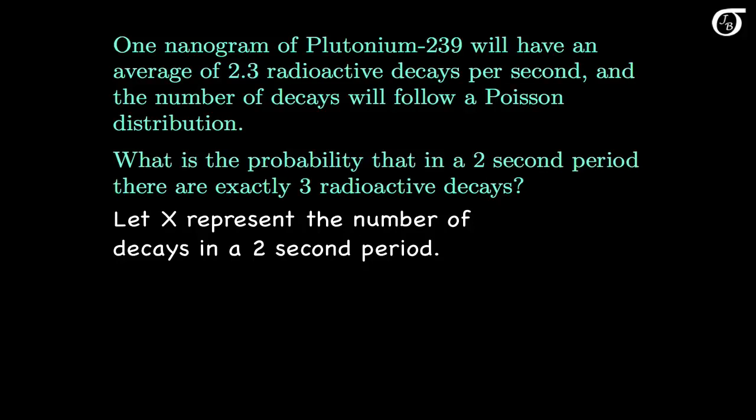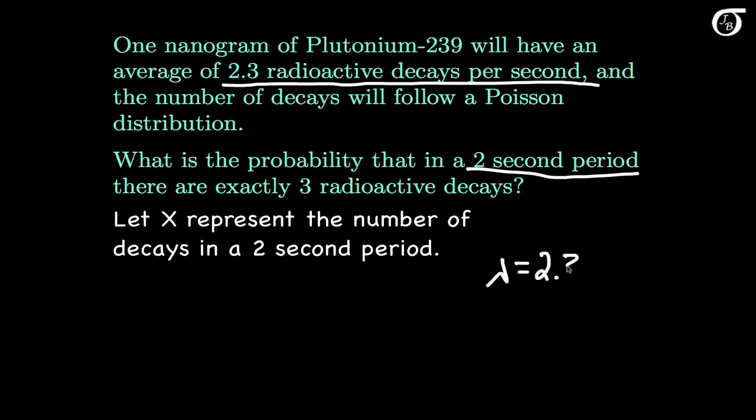We'll let the random variable x represent the number of decays in a 2-second period. Lambda is the mean number of decays in that period. So here we have an average of 2.3 radioactive decays per second, but we're talking about a 2-second period, and so in that period the mean number of occurrences, which is going to equal lambda, is going to be 2.3 times 2, which is 4.6. And so x has a Poisson distribution with lambda equal to 4.6.